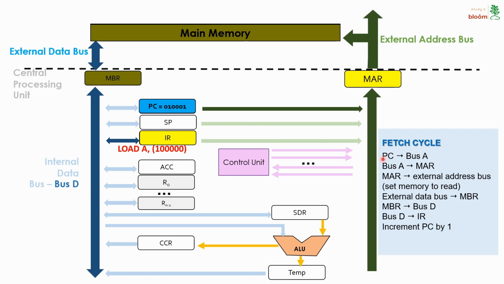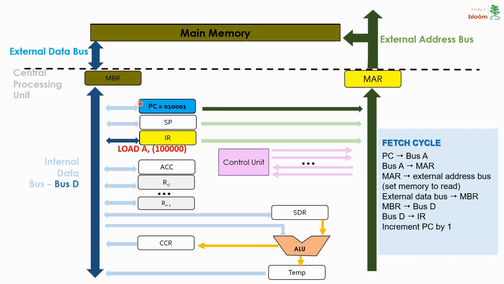What happened? PC will connect with bus A, connect to MAR, will connect with the external address bus and set memory to read and fetch the instruction via the external data bus to MBR, and then MBR will send it to bus D, which is the internal data bus, and internal data bus D will give it to IR. And what happened then? PC is getting incremented by 1 because program counter always points to the next instruction that needs to be executed.